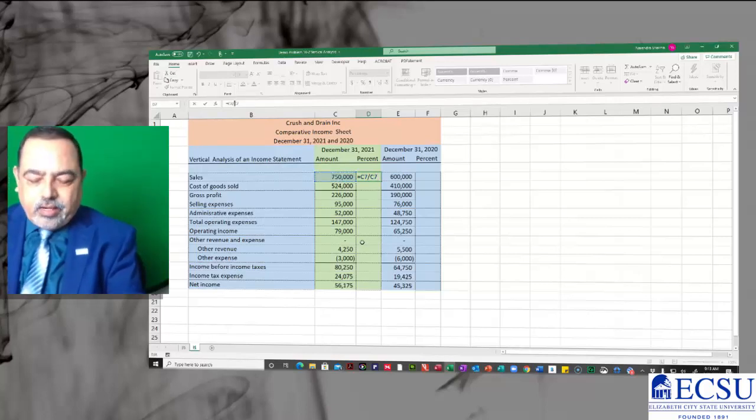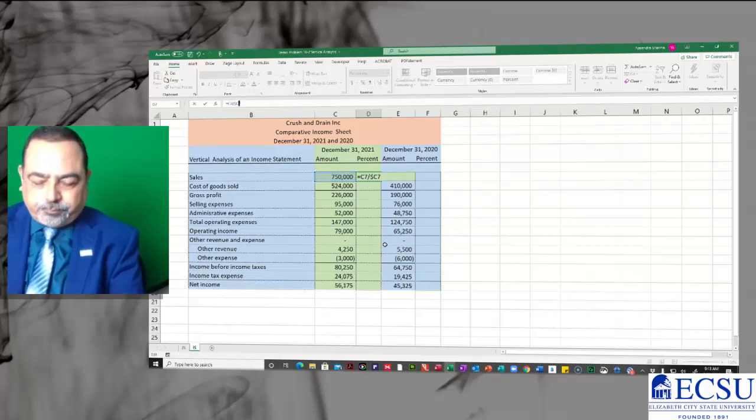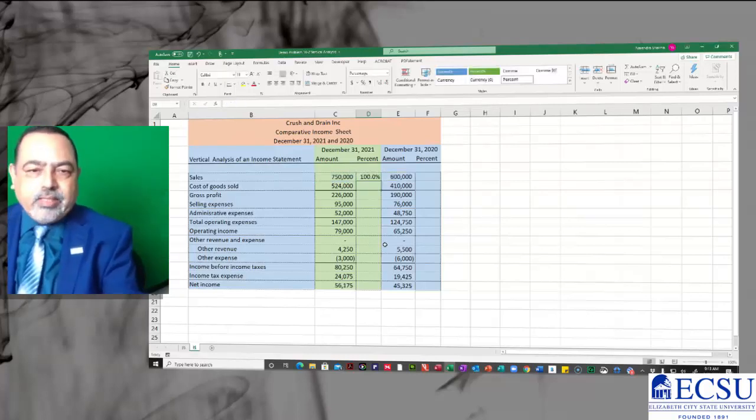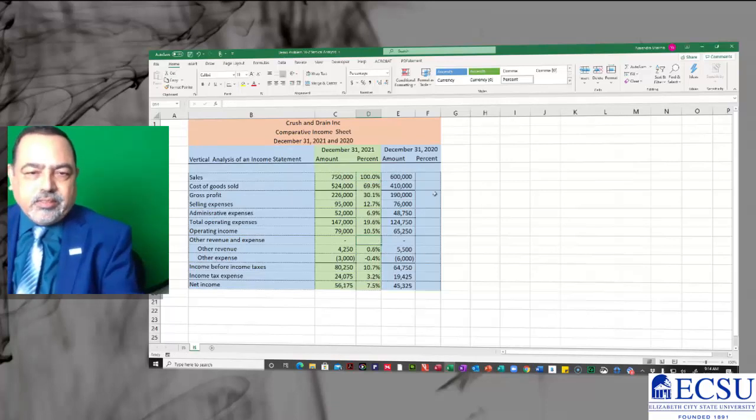Now here I'm going to format it as a percentage, and I will be masking it. Now what I do is I drag it down and it has calculated the percentages.